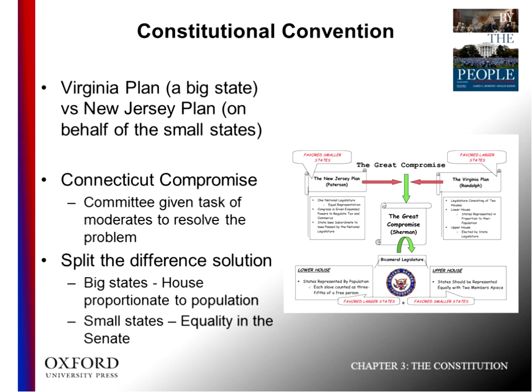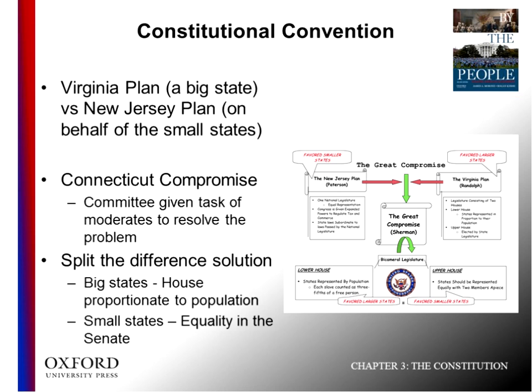Finally, what happened is they gave the task to moderates to resolve the problem, who had come from Connecticut. And interestingly enough, Connecticut found itself right in the middle. It was neither a big state nor a small state. We'd consider it a small state in today's terms, but back then it would consider itself a middle state. And so literally what they did is the representatives from Connecticut went around the corner to a bar, which is still there today, and they sat down and had some ale, and they actually drew out what they call the Connecticut Compromise, what some people would argue is a napkin or a scratch piece of paper.